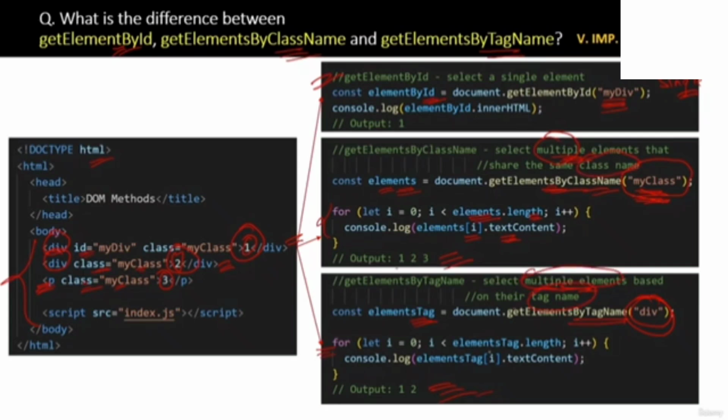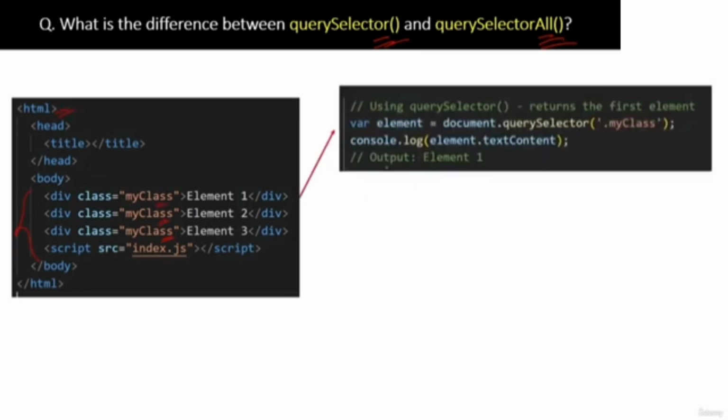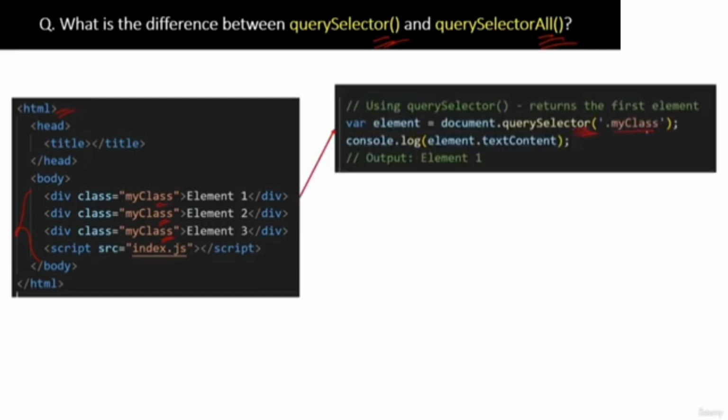That's it. What is the difference between the querySelector and querySelectorAll methods? Let's see the code first. This is the HTML code. Here we have multiple divs with the class name myClass. Now first we will use querySelector, which will basically accept the dot class name as the parameter and return only the first matching element from the DOM, which will then be assigned to the element variable. If you look at the HTML, the first element of myClass is element 1. The text content of this HTML will be logged then.